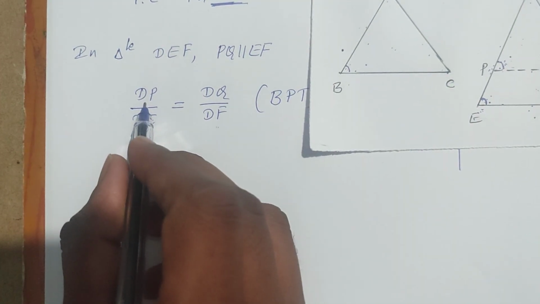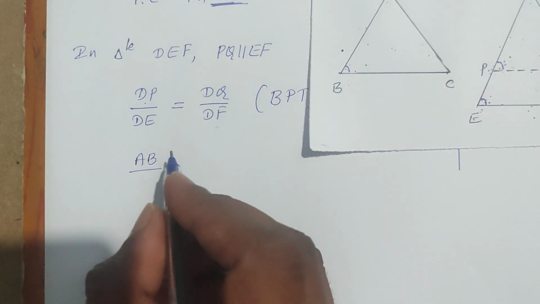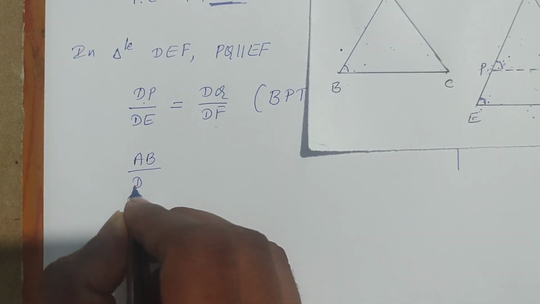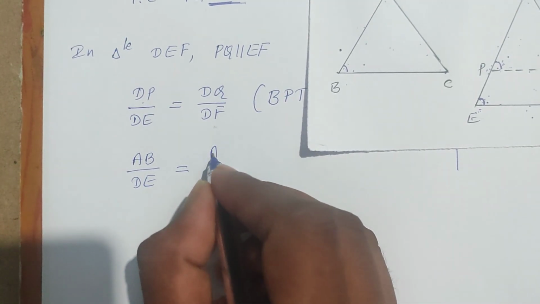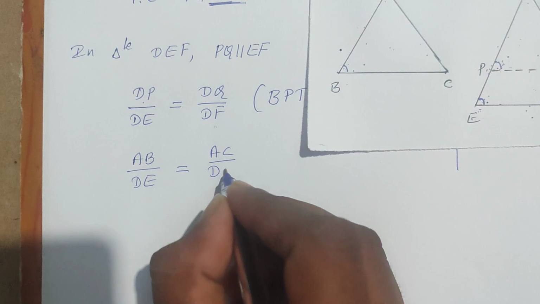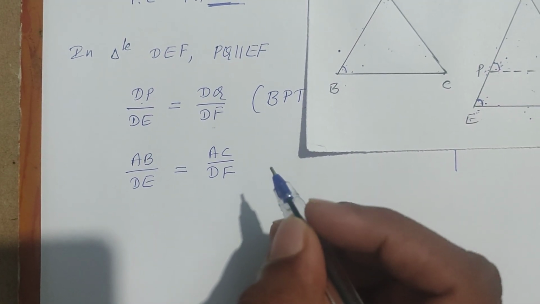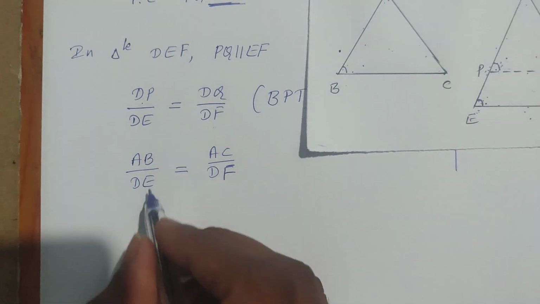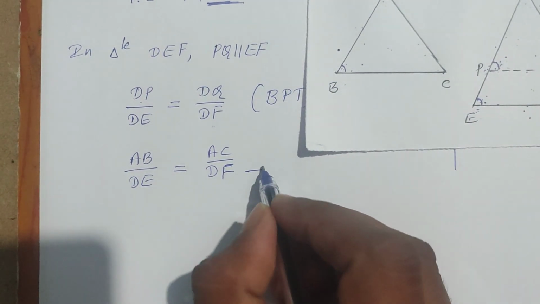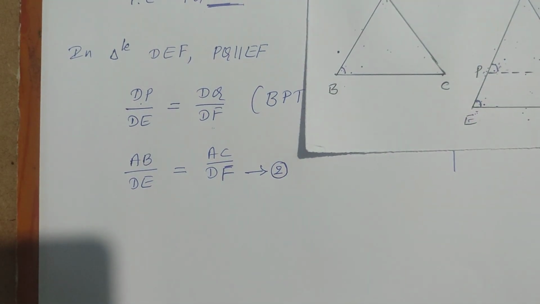In place of DP I can write AB. You can observe the figure here, AB divided by DE is equal to, in place of DQ I can write AC by DF. You need to take the reference of the figure continuously and very carefully here. So we get AB by DE is equal to AC by DF. You can take this as equation number 2.